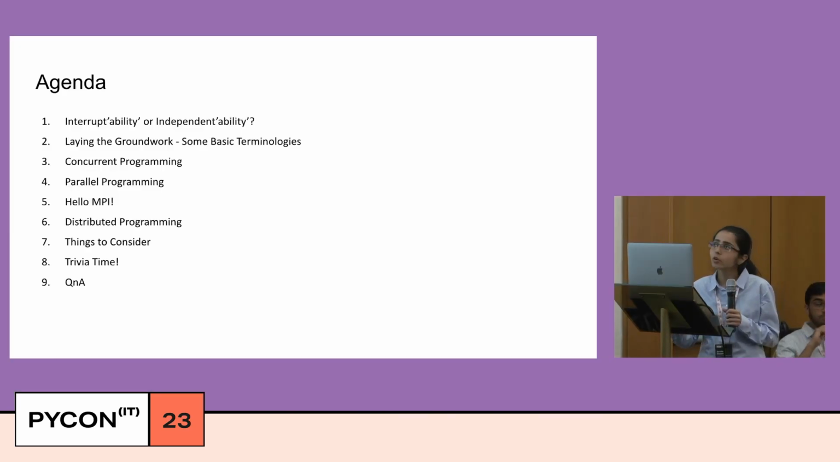So first, let's quickly go over the agenda. We will start with a quick discussion on the key differences between concurrent and parallel programming, followed by a detailed discussion on the crux of our presentation, that is MPI, and how to use it in Python. We will see how to use MPI for both parallel and distributed programming, along with some examples. Then we will have a quick glance at the things to consider while writing parallel code and what mistakes to avoid, and this will give us an overview of the best practices to follow. In the end, we will have a fun trivia and a Q&A session, and we will conclude the presentation with that.